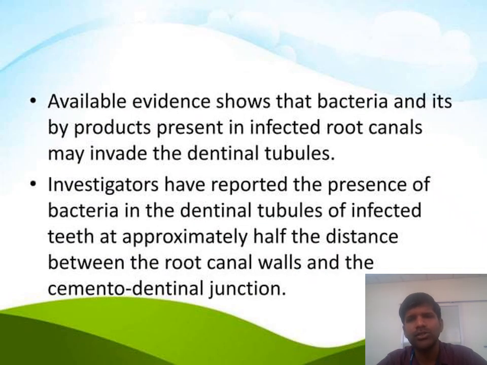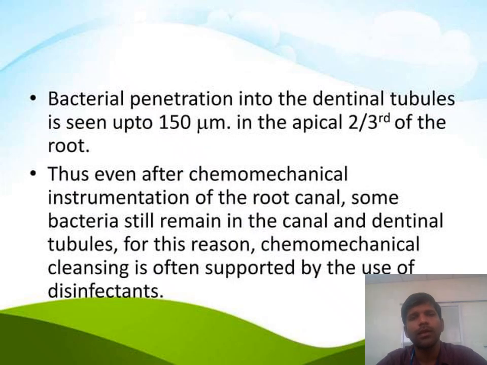The available evidence shows that bacteria and its byproducts present in infected root canals may invade the dentinal tubules. Investigators have reported the presence of bacteria in the dentinal tubules of infected teeth at approximately half the distance between the root canal walls and the cemento-dentinal junction. The bacterial penetration into the dentinal tubules is seen up to 150 micrometers in the apical two-thirds of the root.